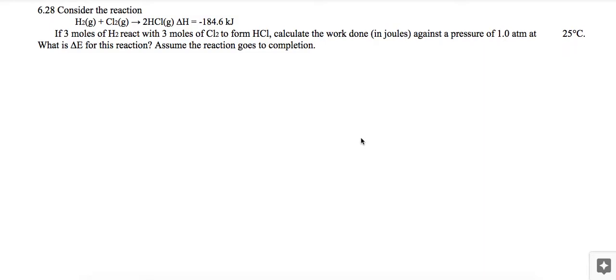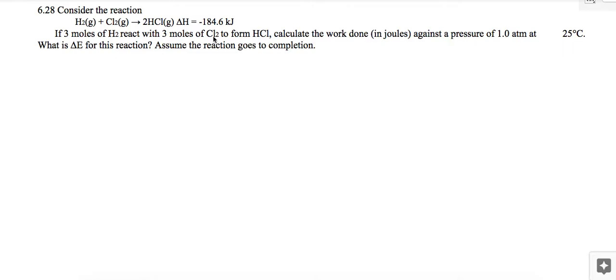For 28, just looking at my answer key to see if this is one that I could skip over, and it doesn't look like it. It looks like it's different enough that we should work on it. All right, consider this reaction. If we have 3 moles of hydrogen reacts with 3 moles of chlorine to form hydrochloric acid, calculate the work in joules against a pressure of 1 atmosphere, and then what is the delta E.